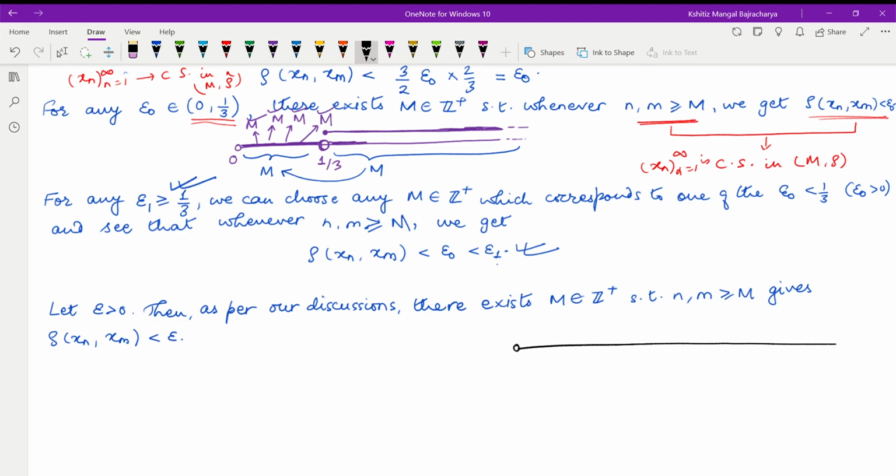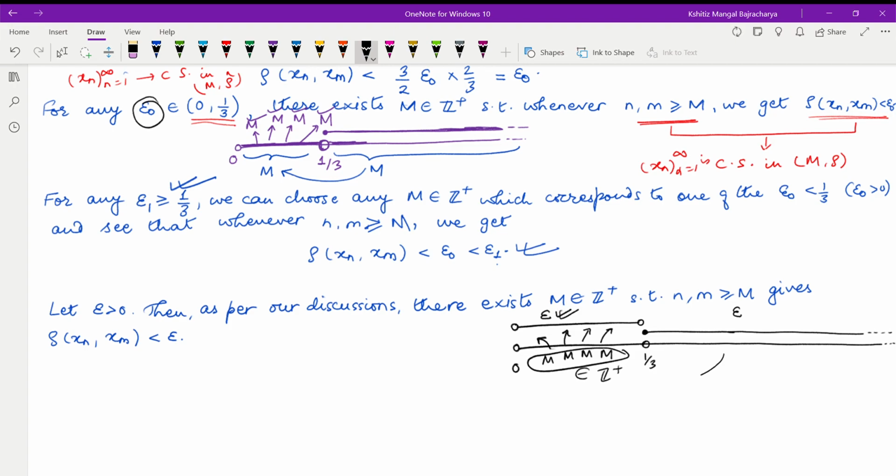Okay, we're taking epsilon over here. Here we have 1 over 3. This is 0. Now since epsilon is positive, it can be within this interval or within this interval. If epsilon is in this interval, then epsilon takes one of the epsilon naught values, and for every one of these we can get some m belonging to Z plus. And if epsilon is greater or equal to 1 by 3, obviously one of these m would work.